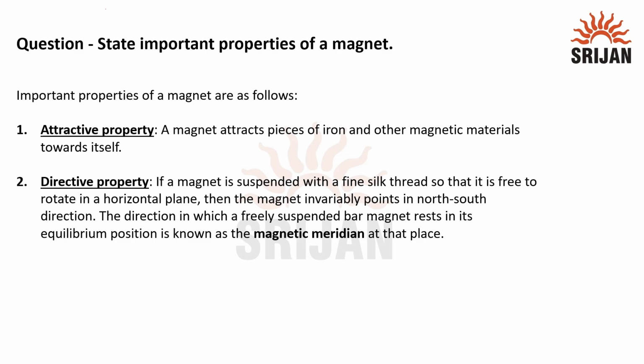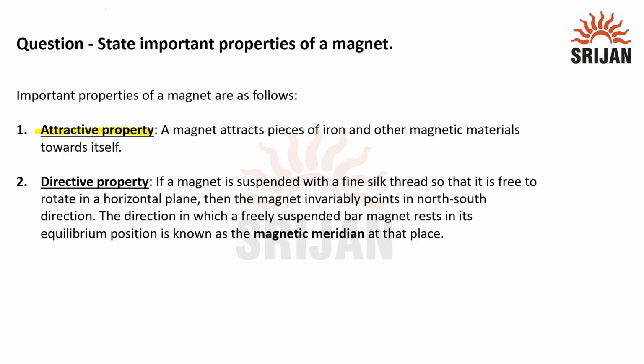The question is, state important properties of a magnet. So the important properties of a magnet are as follows. The first property of a magnet is attractive property, which is a very simple property. A magnet attracts pieces of iron and other magnetic materials towards itself.